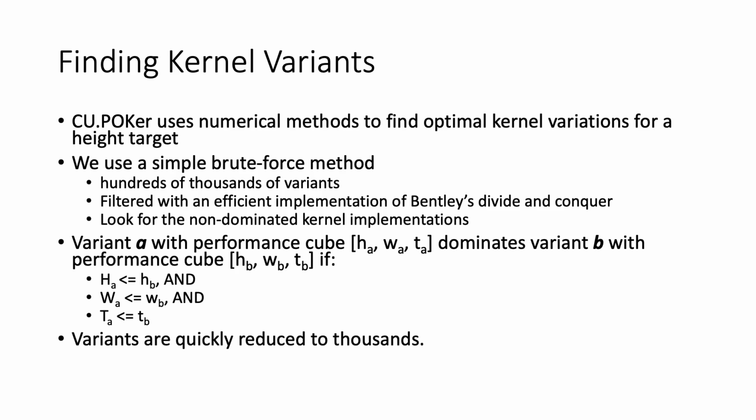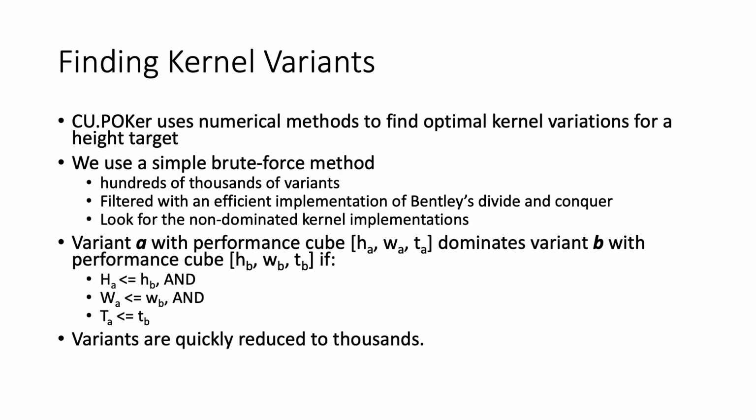What we do is we find a brute force method, and so we simply step through all possible variants, unrolling in different ways, and then filter through with Bentley's divide and conquer to get non-dominated cubes. And these non-dominated, if something has a smaller width or smaller height at the same time, it's dominated. We can find these variants very, very quickly.